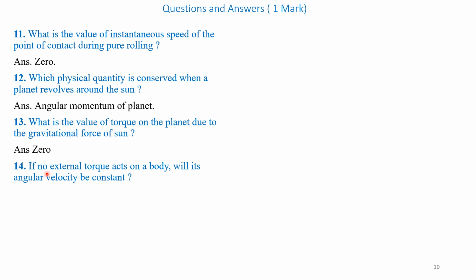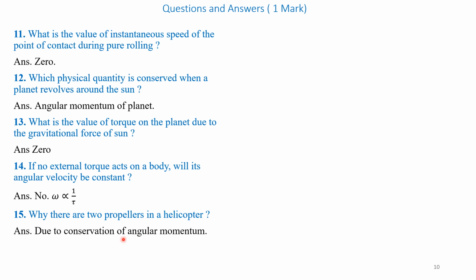Question number 14. If no external torque acts on a body, will its angular velocity be constant? No, because angular velocity is inversely proportional to torque. Hence, the external torque will not be constant. Angular velocity will not be constant. Question number 15. Why are there two propellers in a helicopter engine? It is due to conservation of angular momentum.